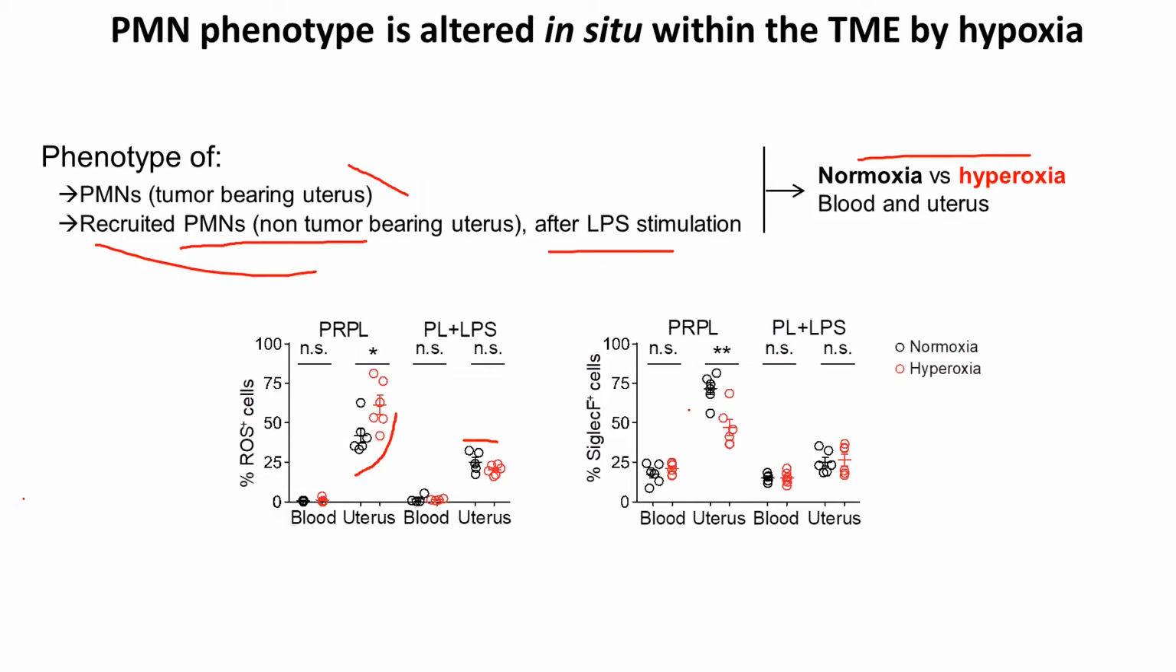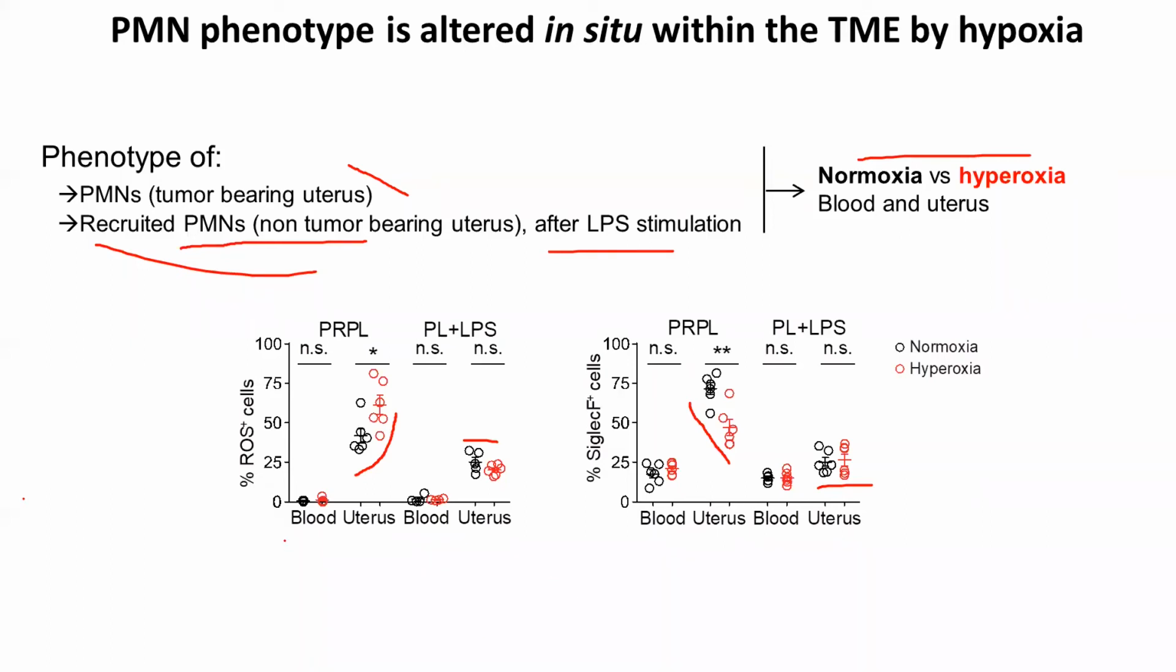Similarly, and consistent with the RNA-seq data, we also found a decrease in the frequency of Siglec-F positive PMN from the neutrophils from uteri of hyperoxia PMN mice. And similarly, we didn't find any change in the frequency of Siglec-F PMN in recruited PMN in a non-tumor-bearing uterus.